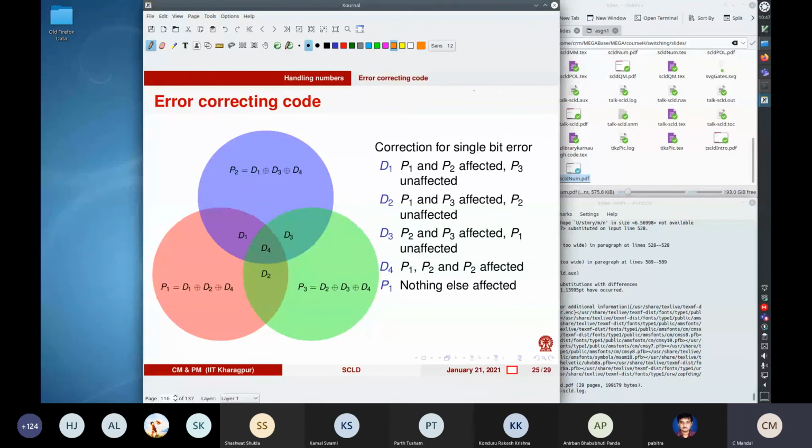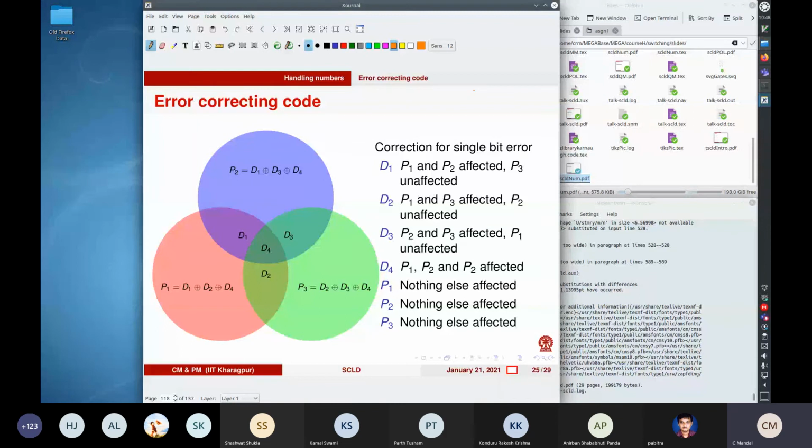And if D1, D2 or D3 are in error, then exactly 2 of the parity bits will be affected, as you can see. Now, of course, the parity bits could also be in error. So if parity bits are in error, then what you find is that nothing else is affected. So suppose P1 is in error. So that is the only thing that will be affected. Nothing else will be affected.